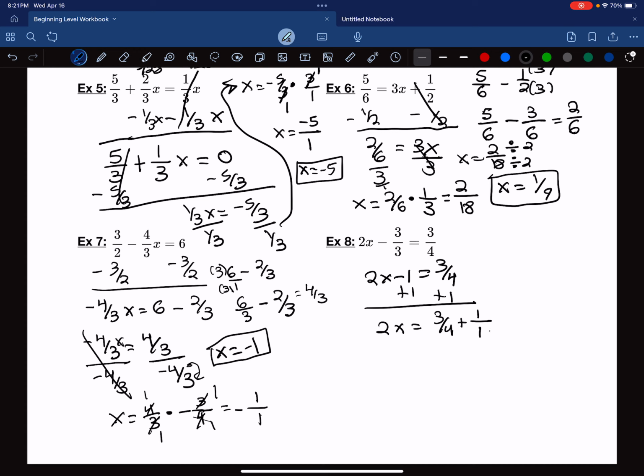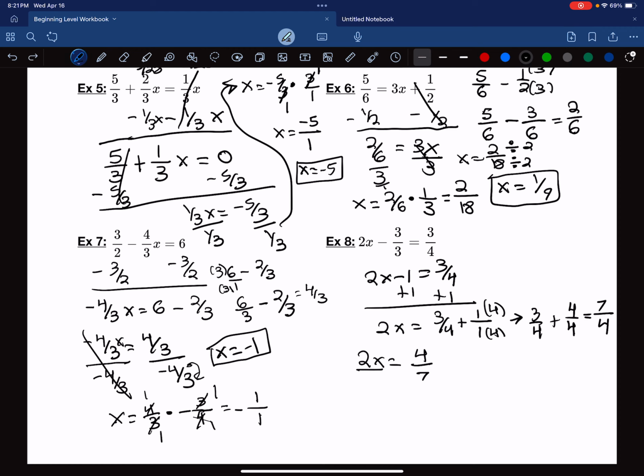And then to find a common denominator, we're going to multiply by 4. So we're going to get 3/4 plus 4 over 4. So 3 plus 4 is going to be 7. And then we're going to put that over 4. So we get 2x equals 4/7. From here, we're going to divide by 2.